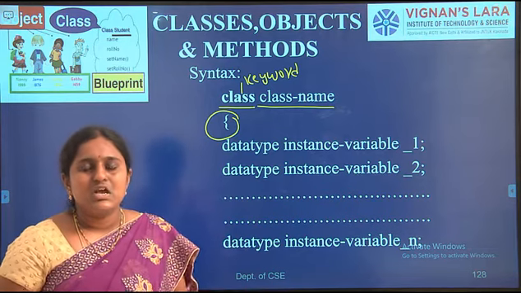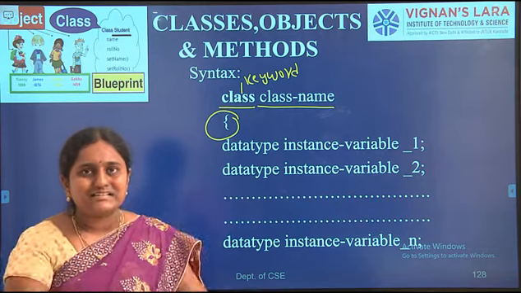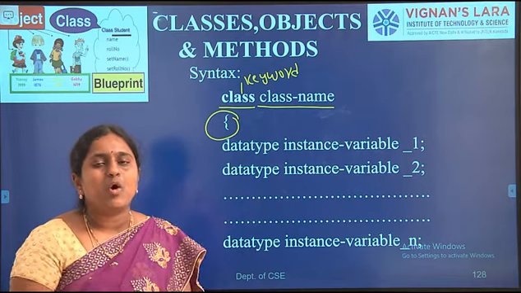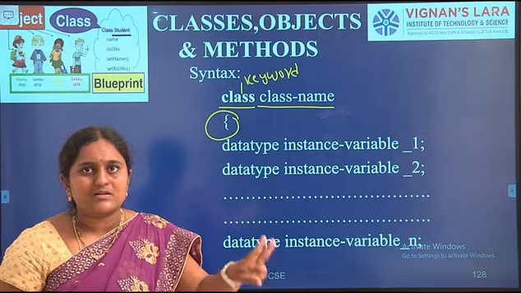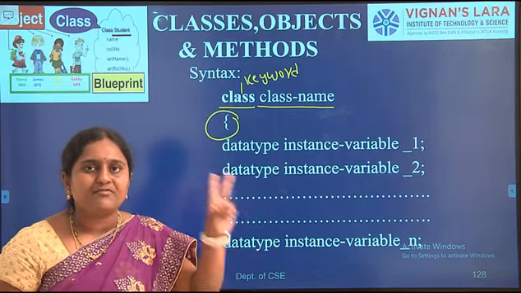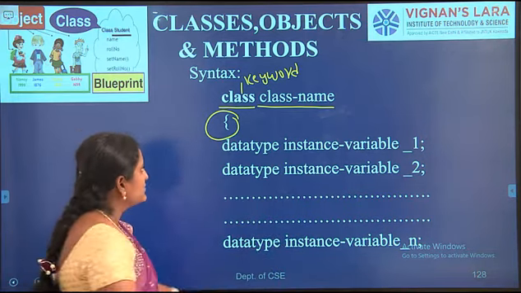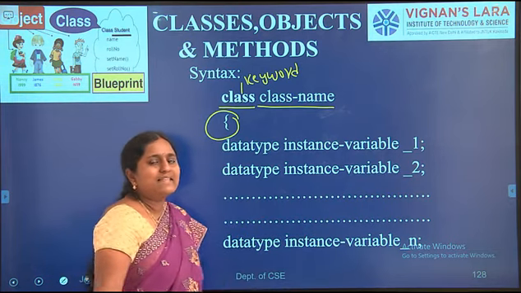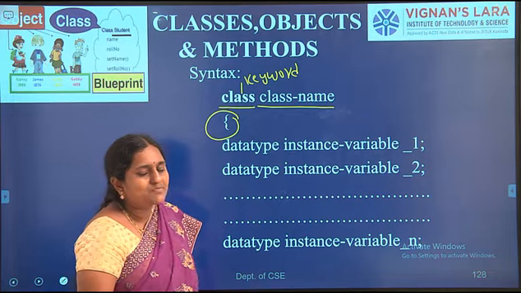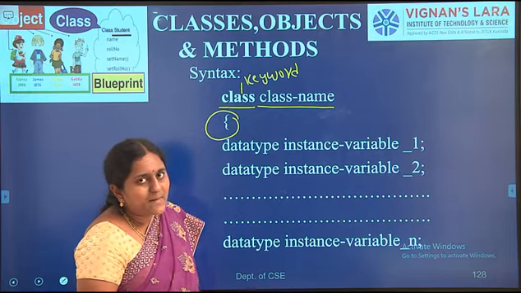Variables and functions. Variables we can call data, member functions we can call methods. Class contains only two parts, data and methods. Data or variables, both are the same. Here I am declaring variables. What is the syntax for declaring a variable? Data type space variable name.